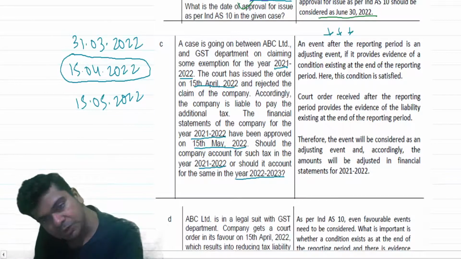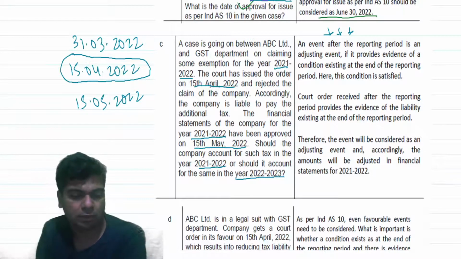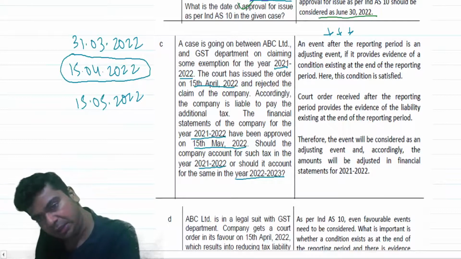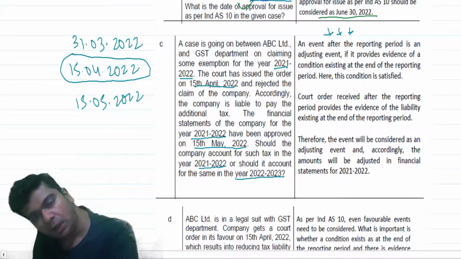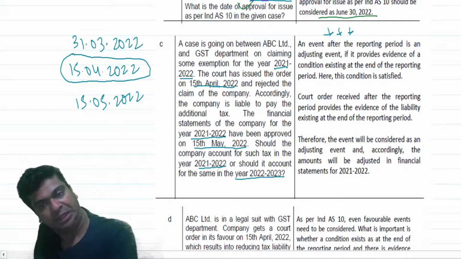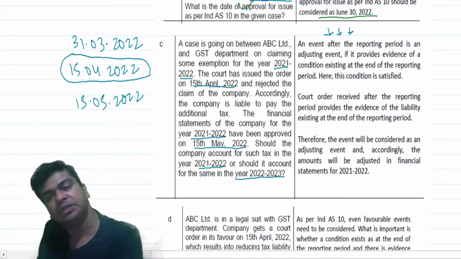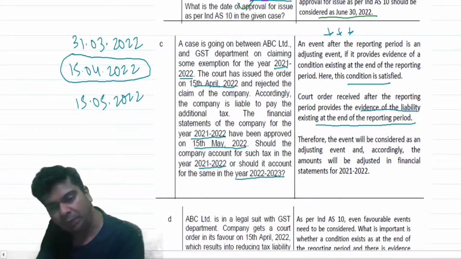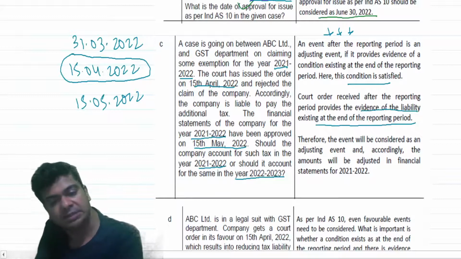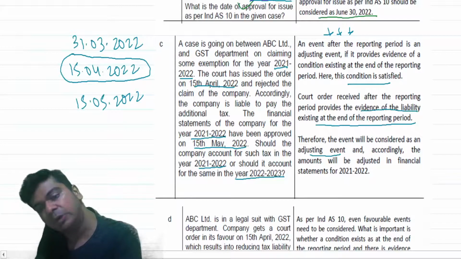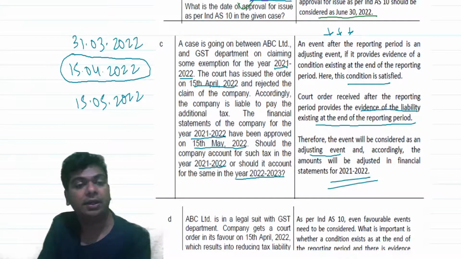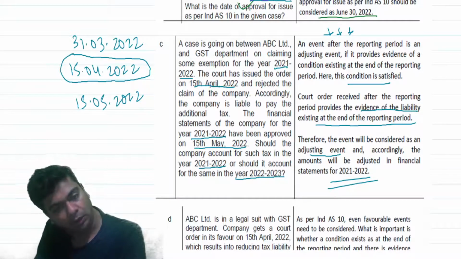Let's see the response they are saying. An event after the reporting period is an adjusting event if it provides evidence of a condition existing at the end of the reporting period. Here the condition is satisfied. Court order received after the reporting period provides evidence of the liability existing at the end of the reporting period. Therefore, the event will be considered as an adjusting event and accordingly the amounts will be adjusted in the financial statements. And it will be done in the current year itself, 2021-22.